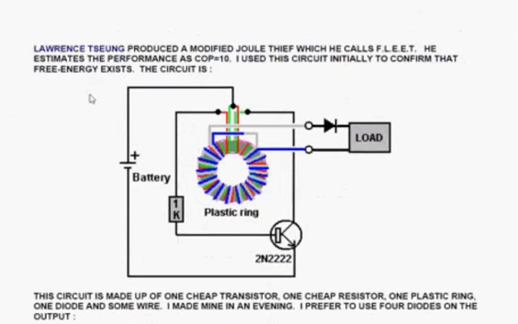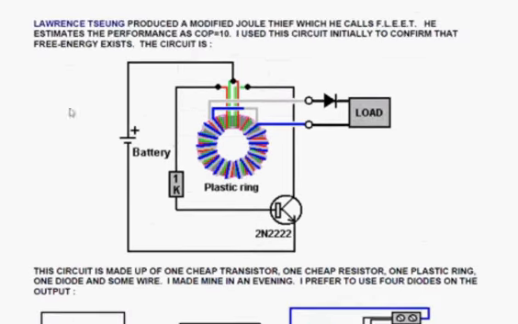Now, Lawrence Chung also started with the Joule thief. He calls his system FLEET, fleet. He reckons that the performance of this particular design is COP of 10. In other words, 10 times more power out than in. I personally use this circuit to check that free energy definitely does exist. But I go on to that in a minute.